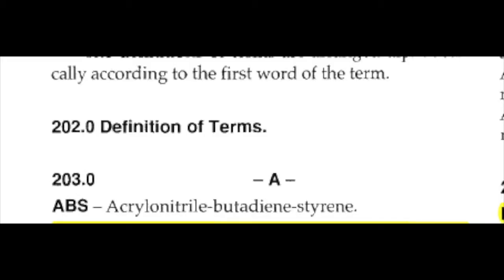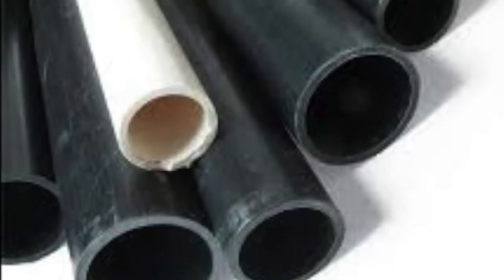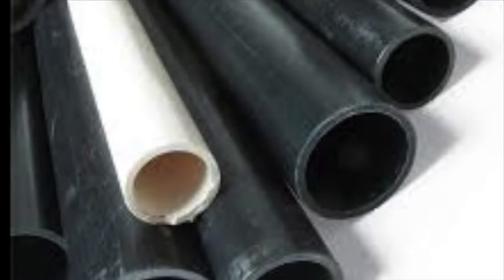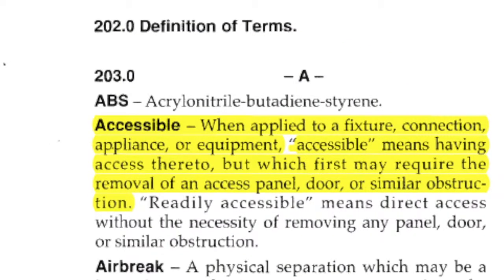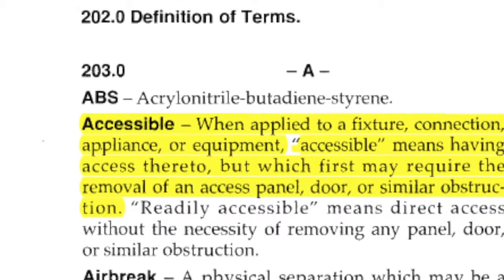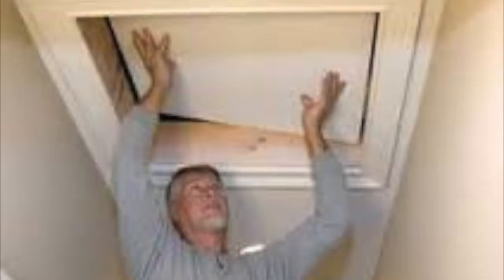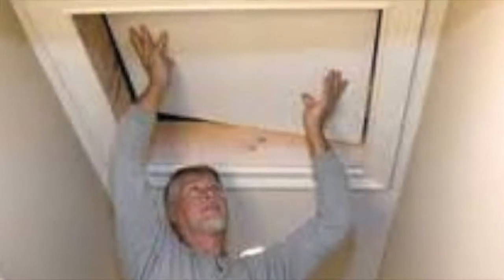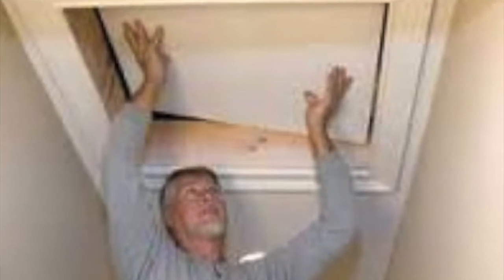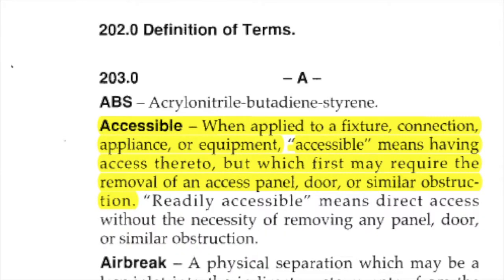Chapter 2. Definitions. ABS, acrylonitrile-butadiene-styrene. Accessible, when applied to a fixture, connection, appliance, or equipment. Accessible means having access thereto, but which first may require the removal of an access panel, door, or similar obstruction. And readily accessible means direct access without the necessity of removing any panel, door, or similar obstruction.